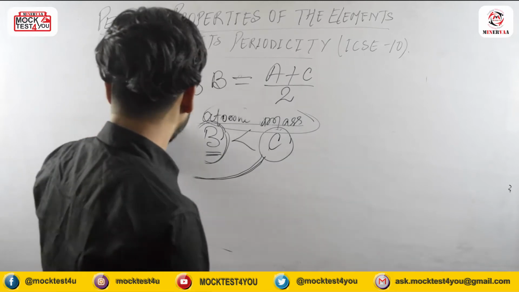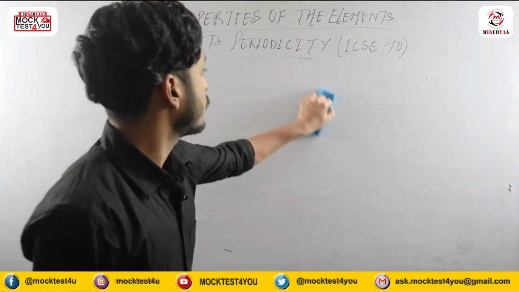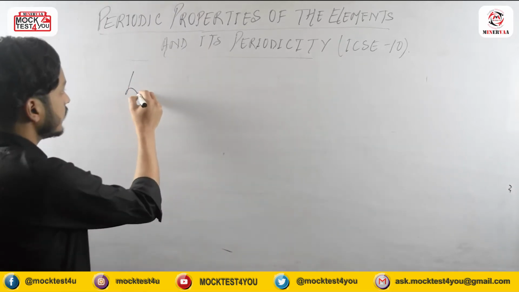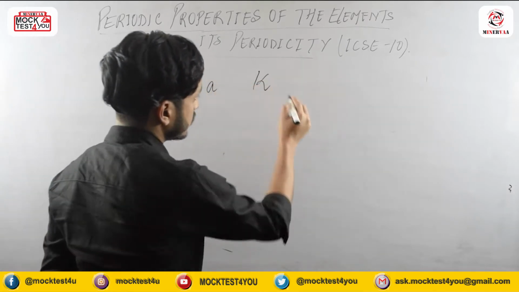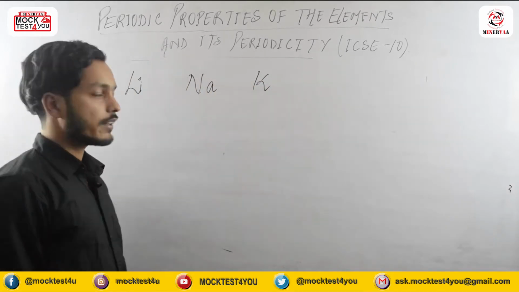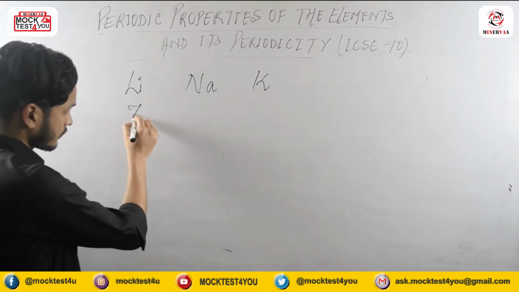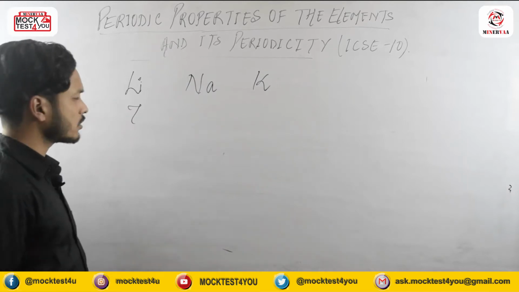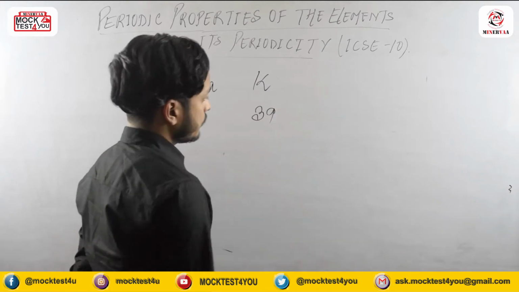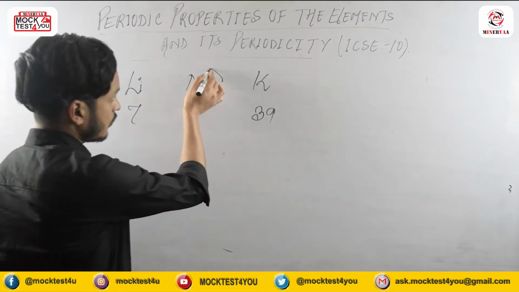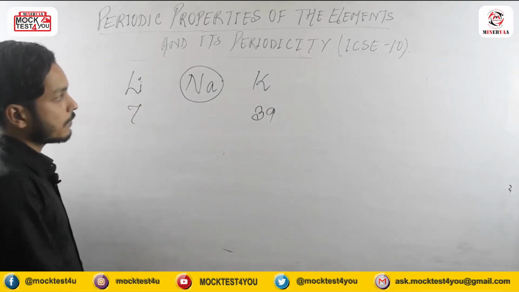So let us take one example. The best example is lithium, sodium and potassium. These are the three elements. So we know that the atomic mass of lithium is approximately 7, and for potassium we can take 39. Now if we are asked to find the atomic mass of sodium with the Dobereiner triad, we can easily find it.